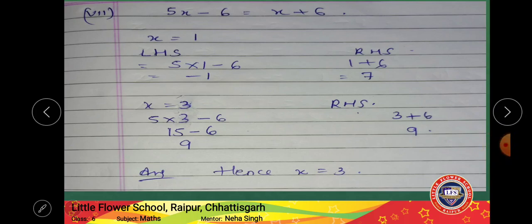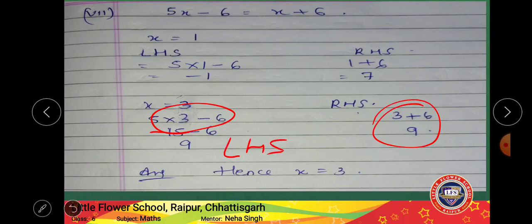So suppose I am not getting it here, so I have skipped 2. You can try for 2 also, you will not get the answer, and then we'll solve for 3. When we put x equals 3, 5 into 3 is 15, 15 minus 6 is 9, and here also 3 plus 6 is 9. So we are getting LHS equals RHS. Hence the value or solution of the given root is x equals 3.